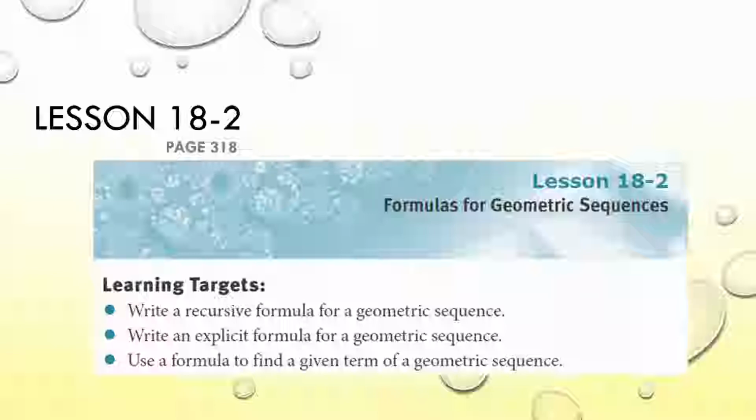This lesson is all about formulas for geometric sequences. So we studied what a geometric sequence was, a sequence that's changing by a common ratio, something getting multiplied over and over and over. And now we want to be able to write a recursive formula for that sequence and an explicit formula for that sequence. And then we're going to use one of our formulas, or either or both, to find a given term of a geometric sequence. So let's take a look at how some of those formulas look.